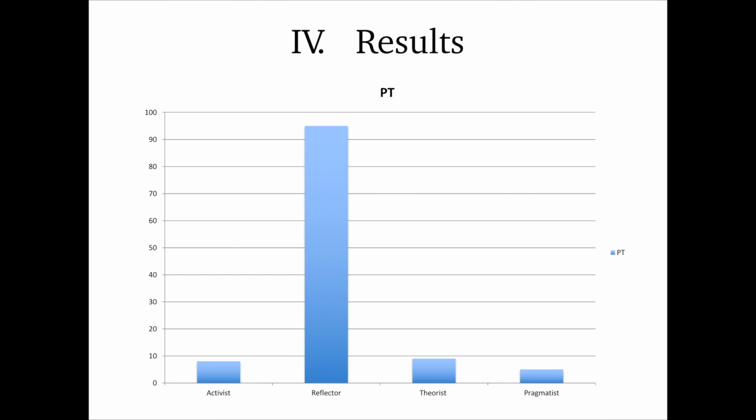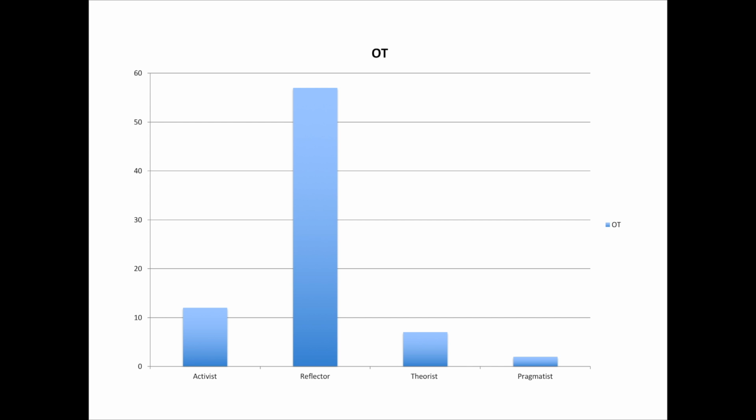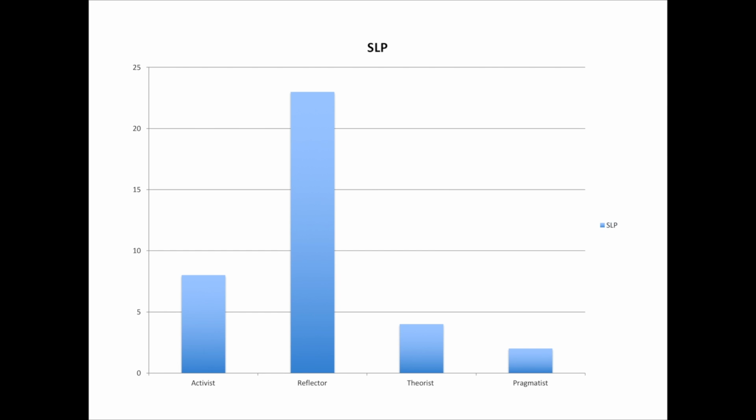Under the physical therapy program, the students showed that 8 were activists, 95 were reflectors, 9 were theorists, and 5 were pragmatists. In the occupational therapy program, 12 students were activists, 57 were reflectors, 7 were theorists, and 2 were pragmatists. In the sports science, 7 were activists, 22 were reflectors, 2 were theorists, and 3 were pragmatists. For the speech and language pathology program, 8 were activists, 23 were reflectors, 4 were theorists, and 2 were pragmatists.